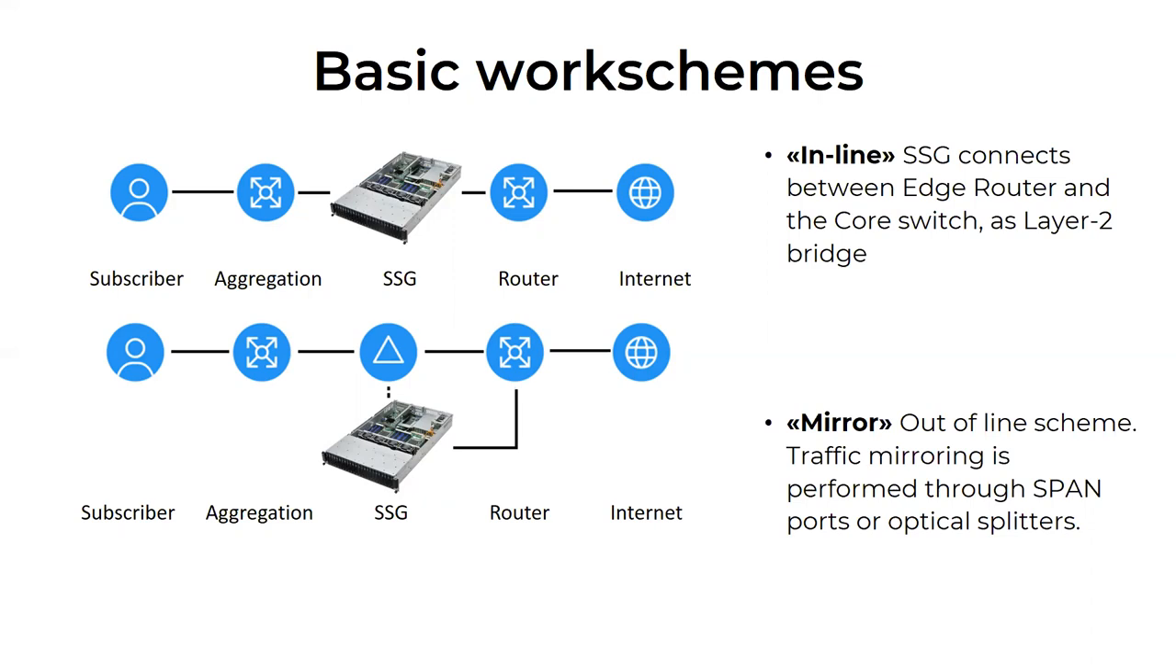These are two main ways of implementing SSG in the network. Inline, where SSG connects between edge router and core switch. We recommend this scheme as only in this case, you'll be able to use full functionality of the solution. But nevertheless, you could also choose mirror or out of line scheme. Traffic mirroring is performed through span ports or optical splitters. It could be used for blacklisting and statistics collecting.